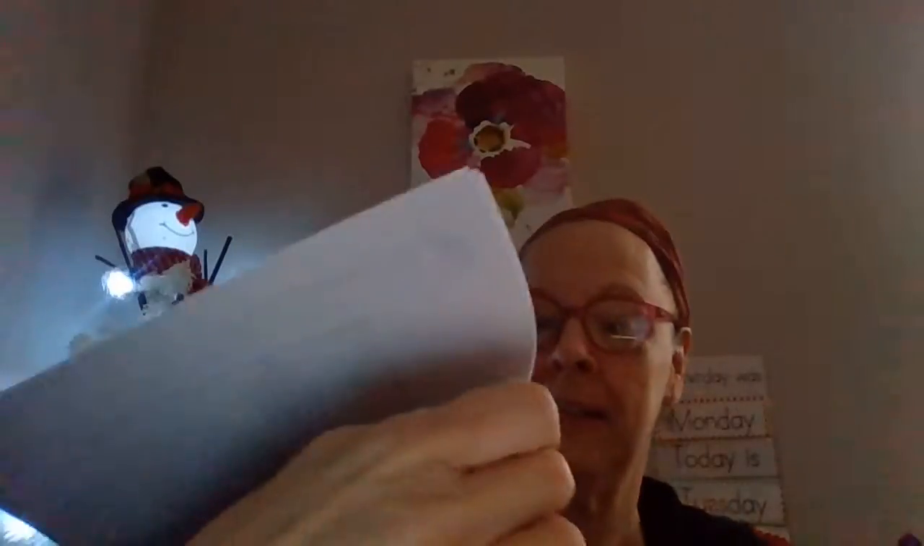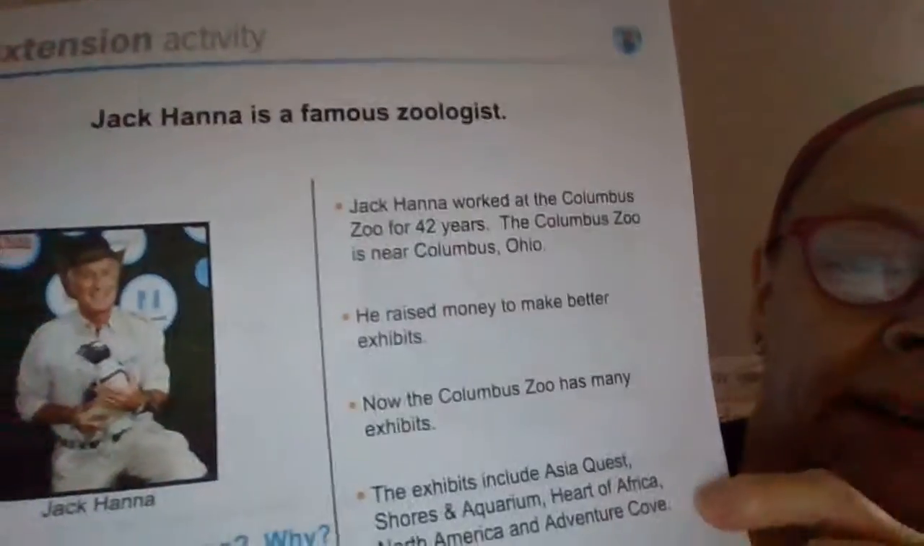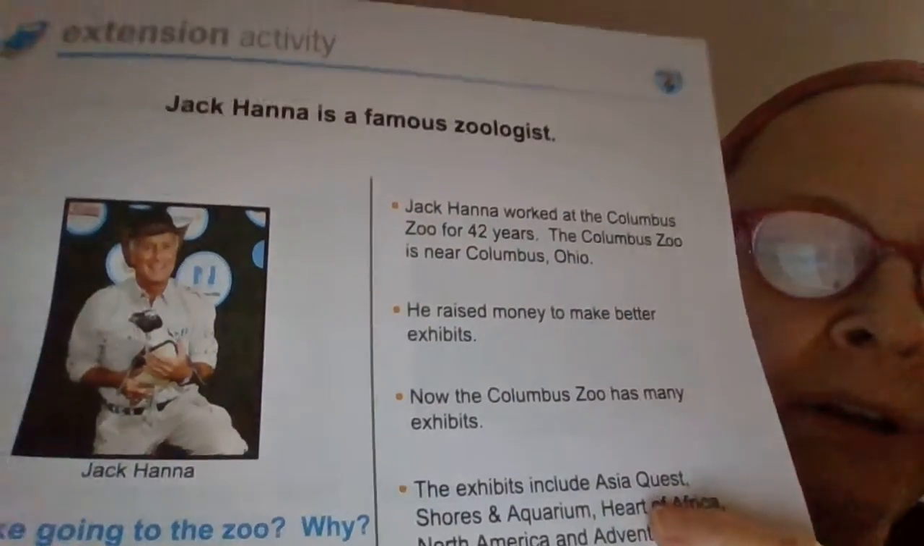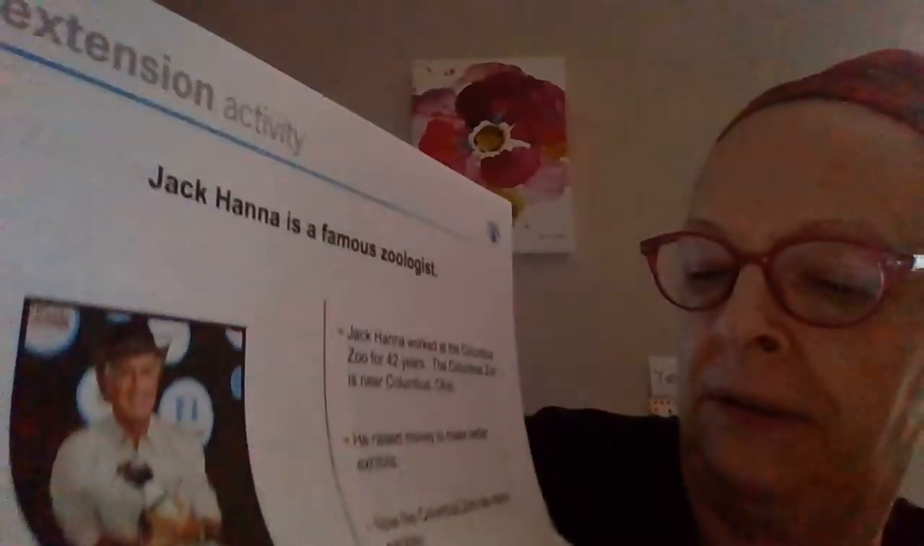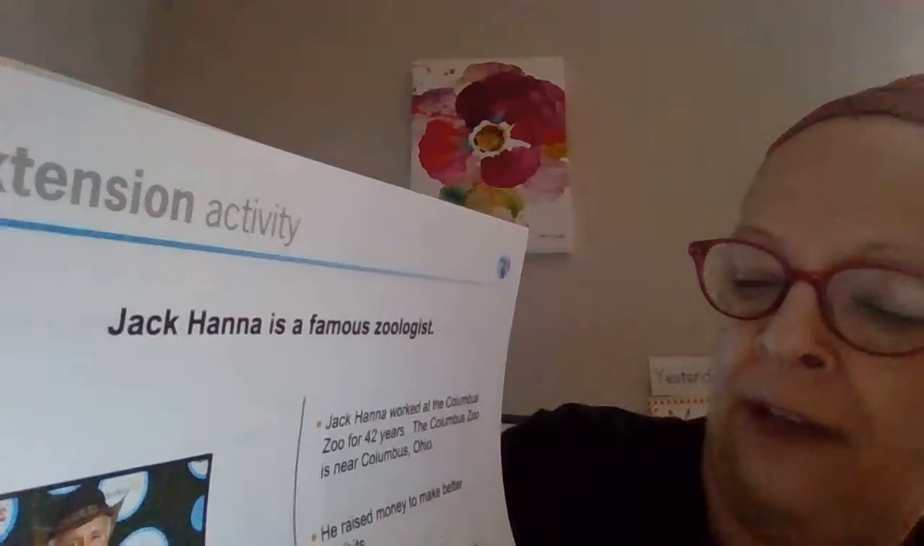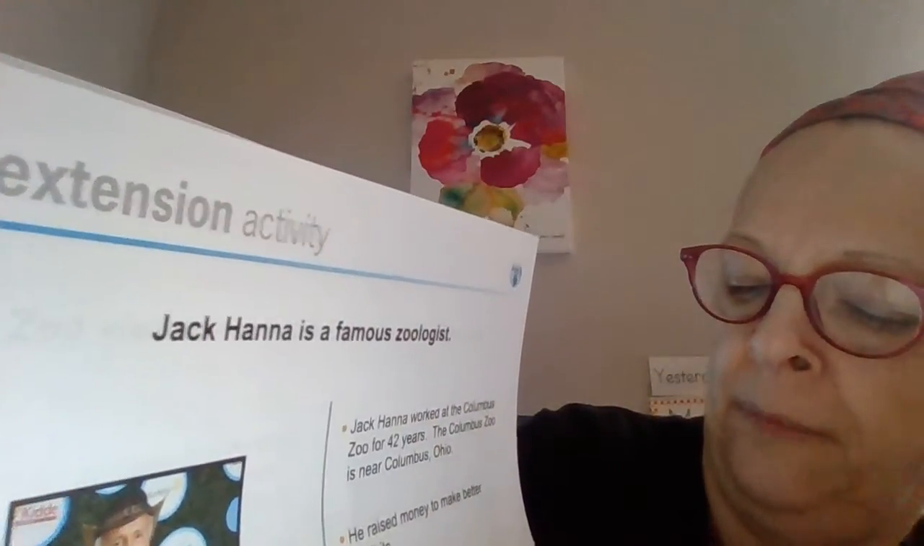Penguins come in different sizes and shapes. He raised a lot of money to make the exhibits better, so the animals had better places to live at the zoo. And the zoo shows exhibits, like little areas that include animals from North America, the heart of Africa, an aquarium, Asia, from all over the world.